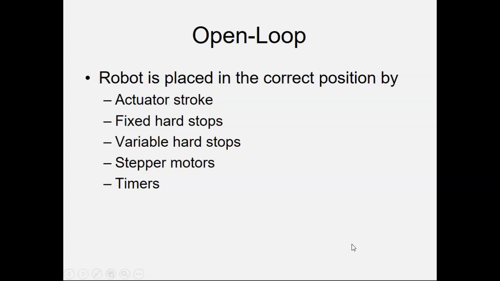Open loop is exactly what this little yellow robot is. He's completely open loop. He has no idea and you'll find out when we get to lab. He has no idea where he's at. He doesn't know what he's doing. He's just hanging out, waiting for you to put him in the right position that you need him in.